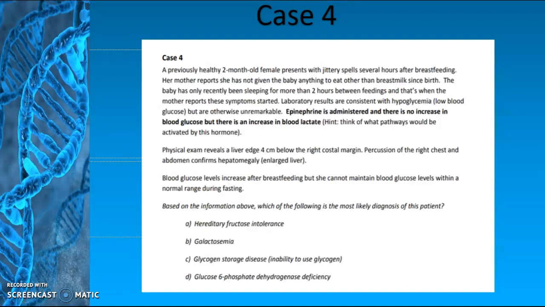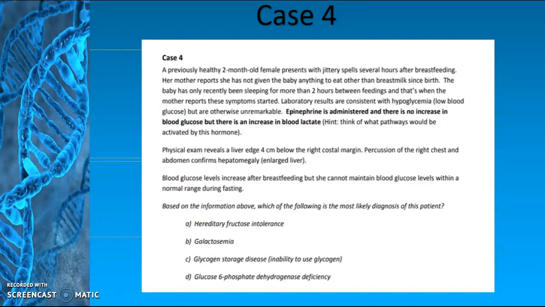Based on the information above, which of the following is the most likely diagnosis for this patient? A. Hereditary fructose intolerance. B. Galactosemia. C. Glycogen storage disease, inability to use glycogen. Or D. Glucose 6-phosphate dehydrogenase deficiency.